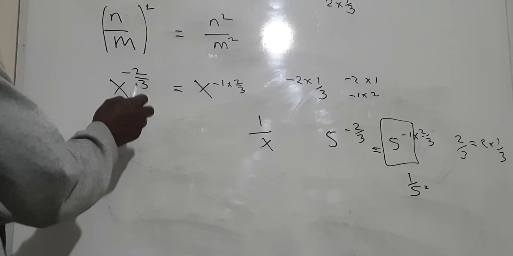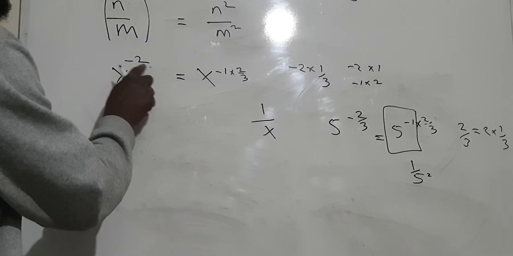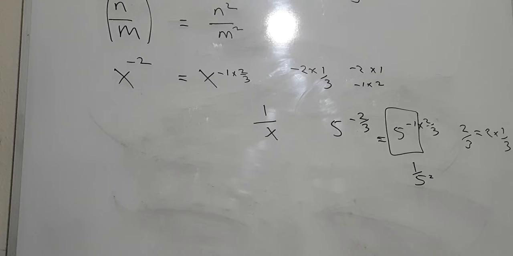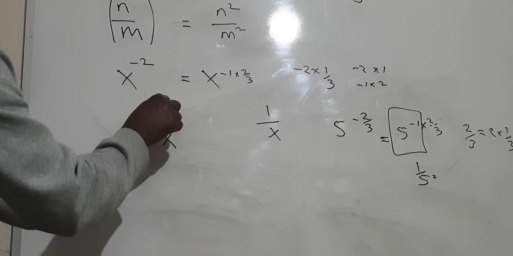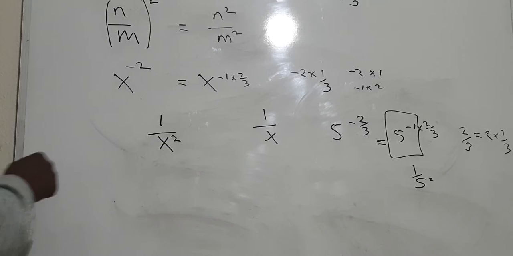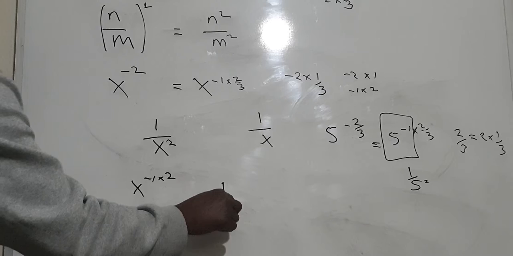Now, first of all, let's say I take this off, what do you see? X to the power minus 2. Now, this is x to the power minus 2. Since I see minus, I know it is 1 over x, and then square. I can also say this is x to the power minus 1 times 2, because x to the power minus 1 is 1 over x. Now, if I put my hand here, I can see x square.